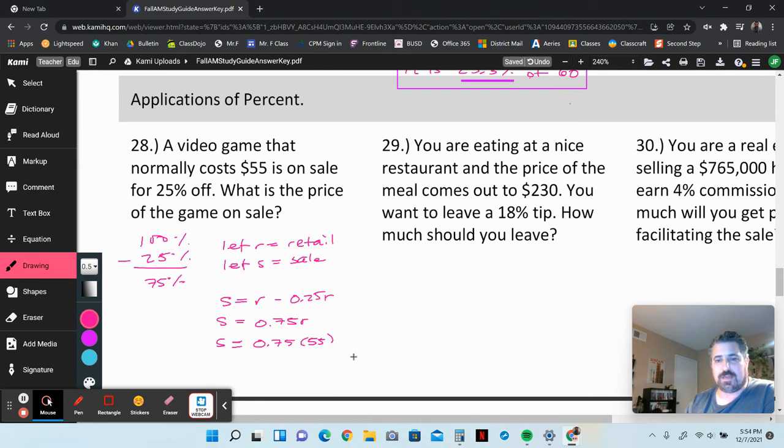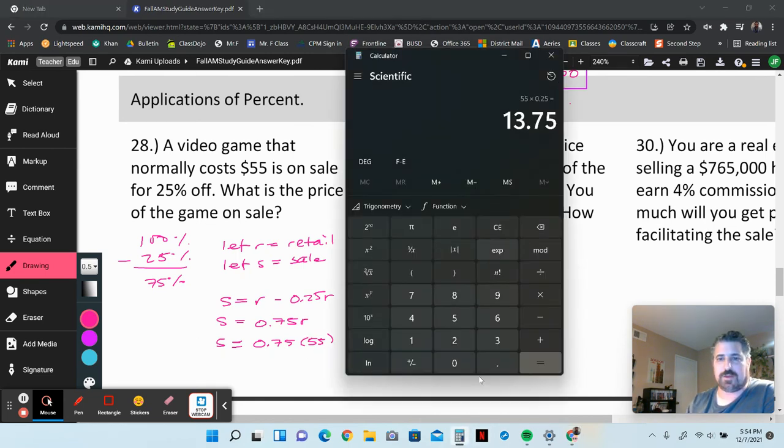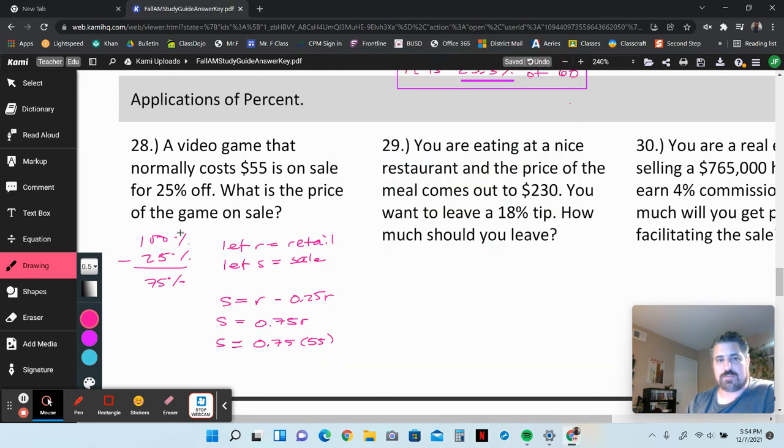Anyways, ultimately, the answer is exactly what we talked about, which was 75% of the 55. So 0.75 times 55. And there's your 41.25. So it says, what is the price of the game on sale? And you'd say that the price of the game is $41.25.